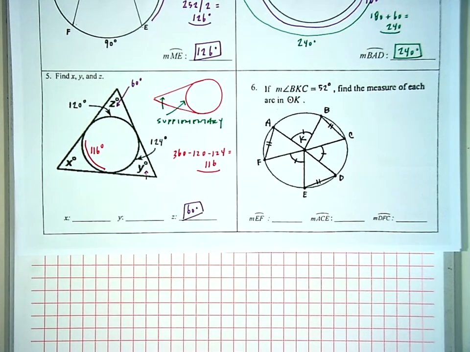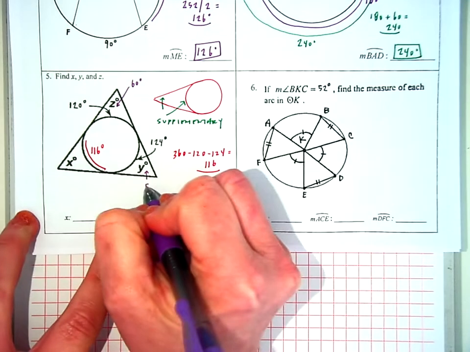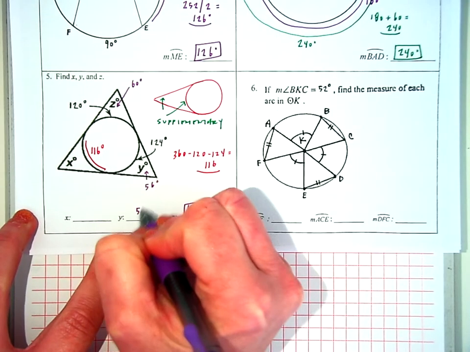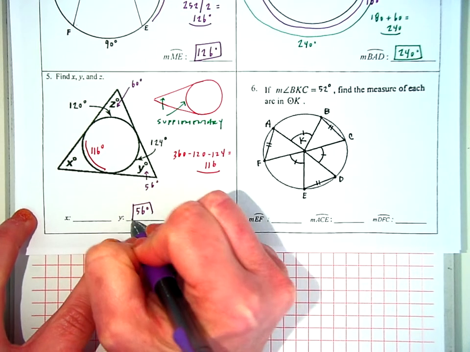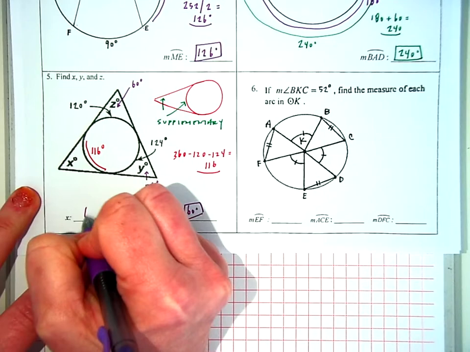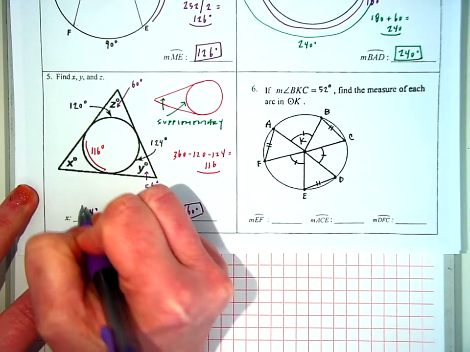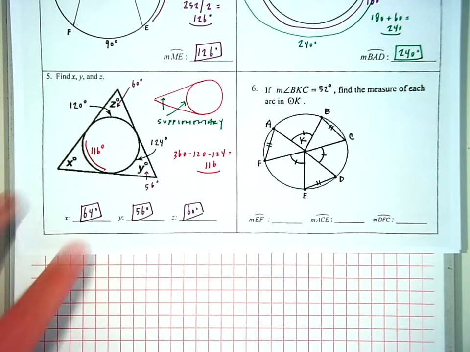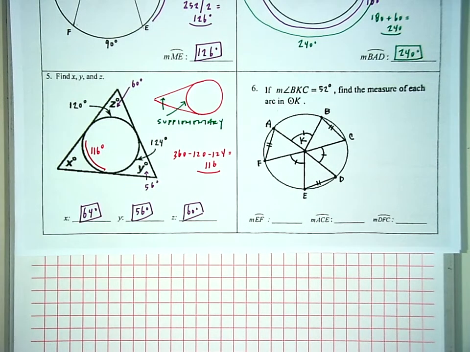180 minus 124 will get me Y. So 180 minus 124 will get me Y, so that gets us 56 degrees. Okay, and then 180 minus 116 will get me to X. So X has to be 64 degrees.